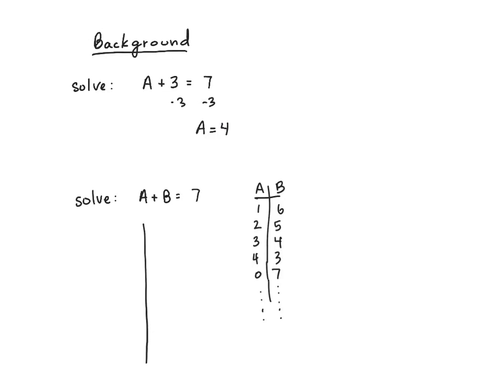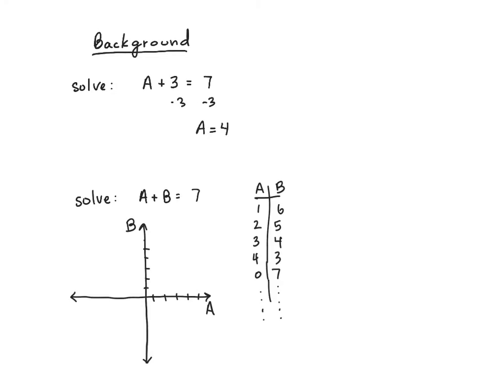And I wish more instructors and more students had an emphasis or a deeper understanding of what a graph actually is. If we were to graph this equation, a plus b equals 7, and let's say that the horizontal axis is our a axis and the vertical axis is our b axis, if we graphed all of these points on this coordinate system, let's see what it would look like.